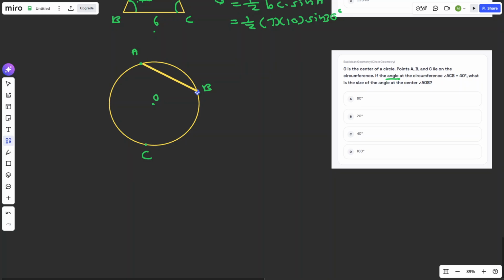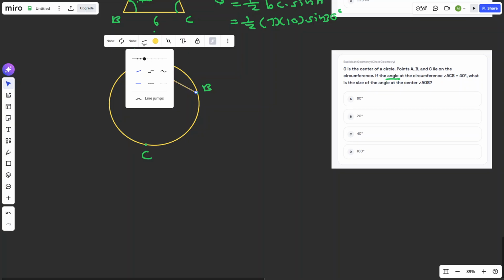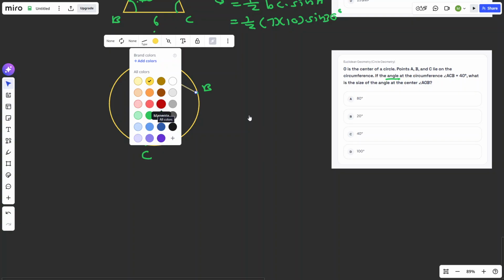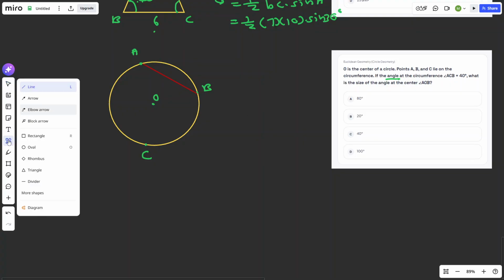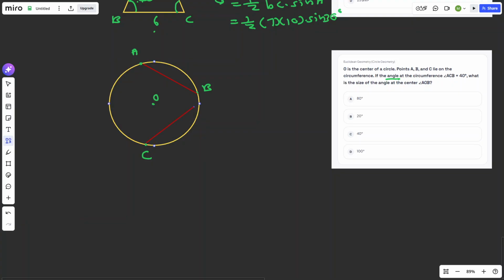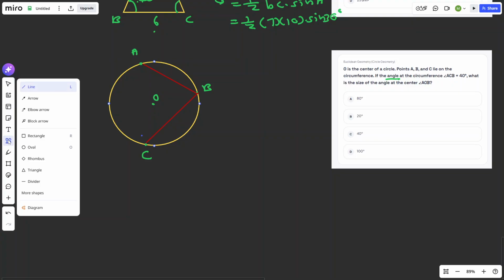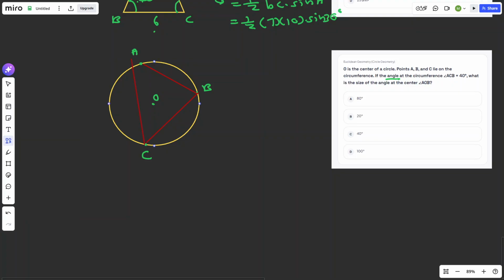We've got that line. So we'll reduce this thickness, change the color. Okay, and we've got one there. Let's see if we can put another one from here to there. And lastly, from here to there. So we've got a triangle.